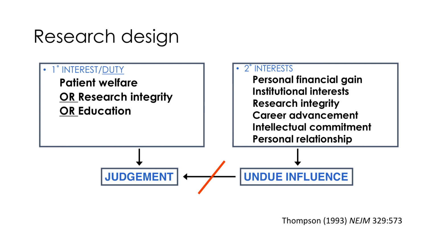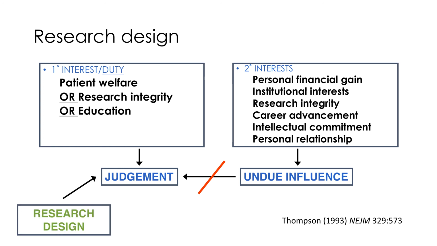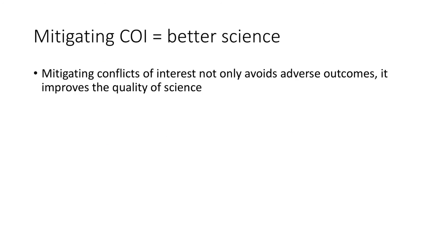Similarly, research designs can be chosen that eliminate or reduce the impact of external influences. These include using random and/or blinded allocation in experimental designs and/or blinded analysis. If these strategies just sound like doing good science, that's because they are. Mitigating conflicts of interest not only avoids adverse outcomes, it improves the quality of science.